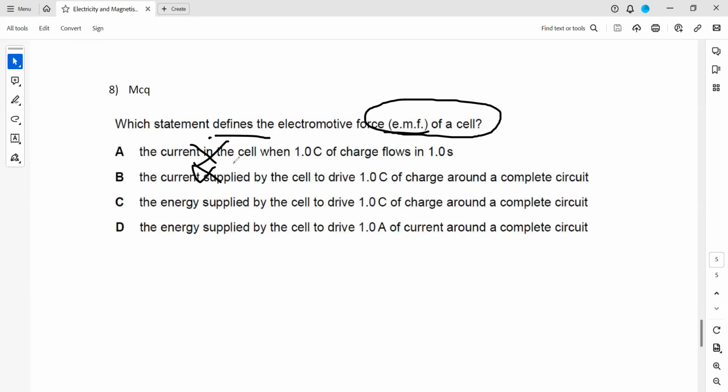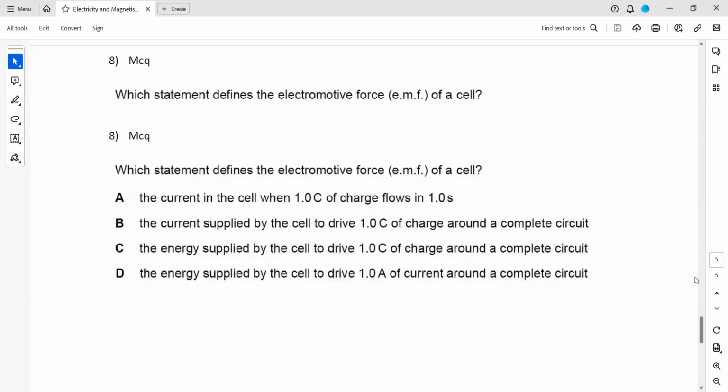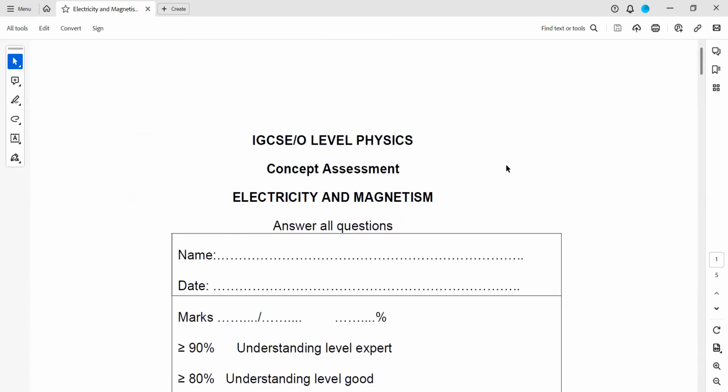When chemical energy is converted into electrical energy, it is the energy given to one coulomb of a charge to move around a closed circuit. So that matches option C. The energy supplied by the cell or battery to drive one coulomb of a charge around a closed circuit. So this was a pop quiz related to electricity and magnetism.